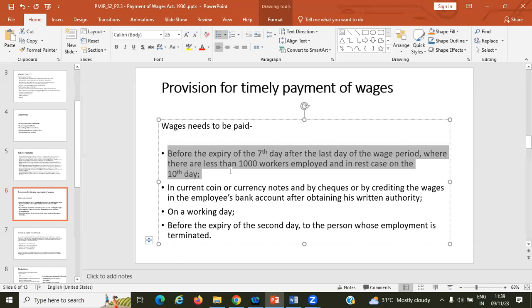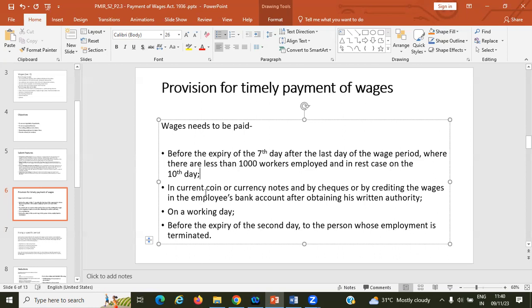So as per the clause, you have to give on the 7th day where less than 1,000 workers are employed, and in rest cases other people can give after that on the 10th. But wherever people are working less than 1,000, you have to make sure you are paying at the end of your wage period, if it is weekly or monthly, whatever you decide. Then you have this condition before the expiry of the 7th day.